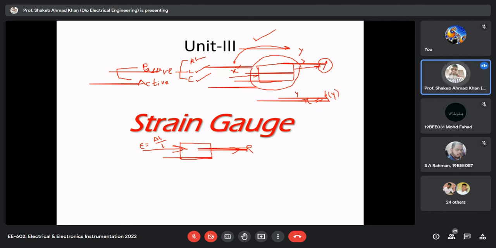So the process by which we establish this relation is called calibration. Basically, in every sensor we will try to find out the relation between the output and the input. In a measurement system, in an instrumentation system, the output is called response and the input is called stimulus, or the parameter which we want to measure.